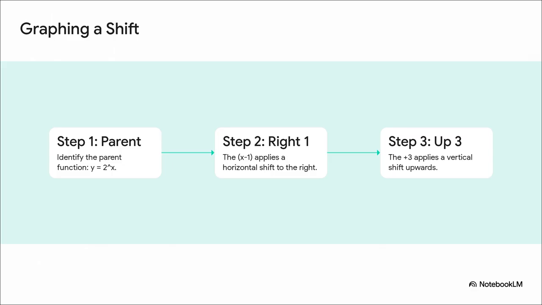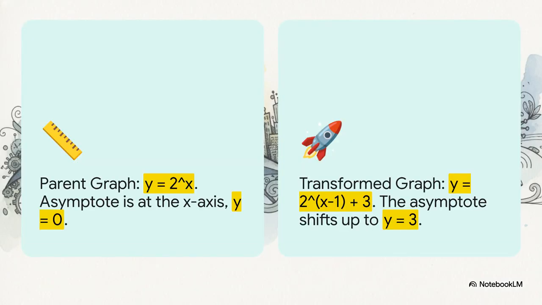And step 3, that plus 3 hanging out at the end, tells us to just lift the whole thing up by 3 units. Simple as that. And this brings us to a really important point. That vertical shift, that plus 3, doesn't just move the curve, it moves the floor, it moves that horizontal asymptote. So while our parent graph had its floor at y equals 0, our new graph has a new floor at y equals 3. This is a super critical detail, so keep it in mind.